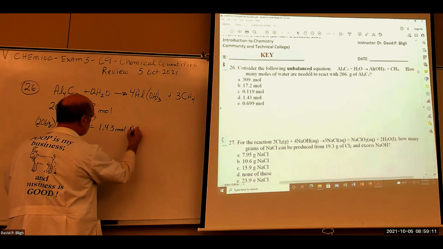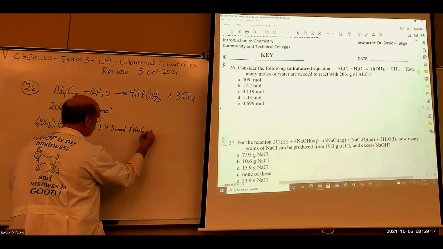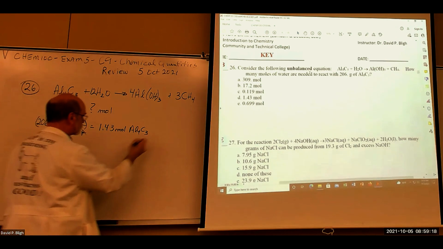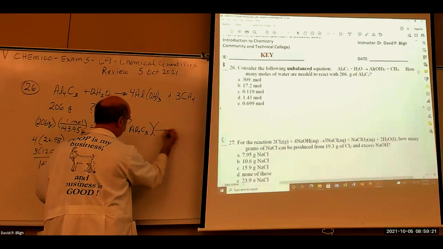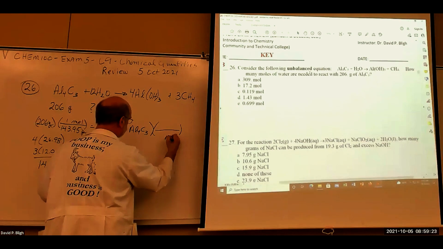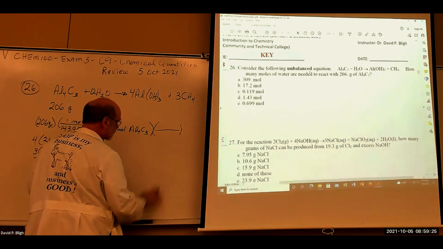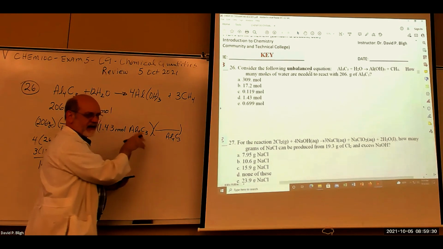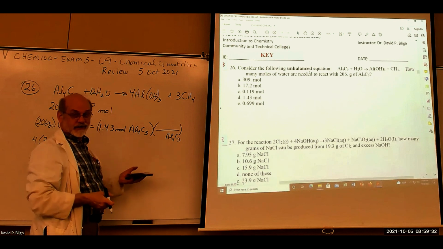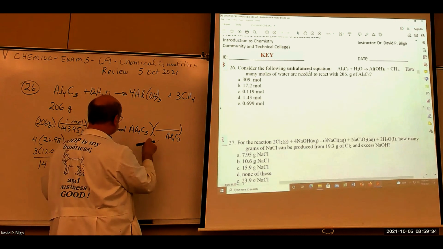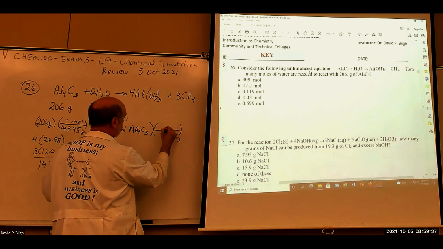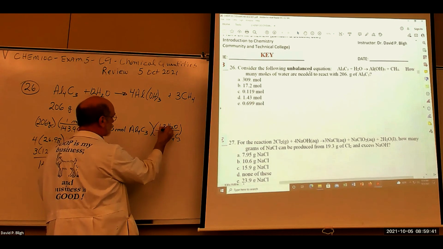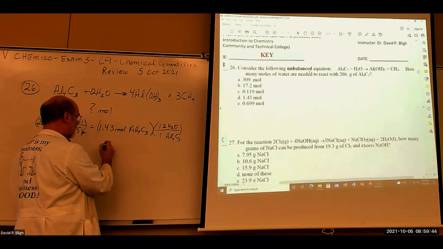1.43 moles of aluminum carbide. Now we want to convert it to moles of water. So let's just do it like this. Notice I've been leaving out the moles here because the moles cancel anyway. And this is water. So what are the coefficients? 1 here and 12 there. So I need 12 times that number.